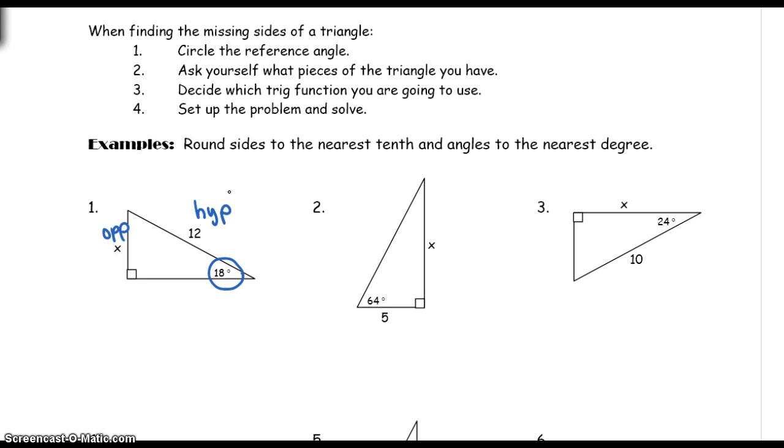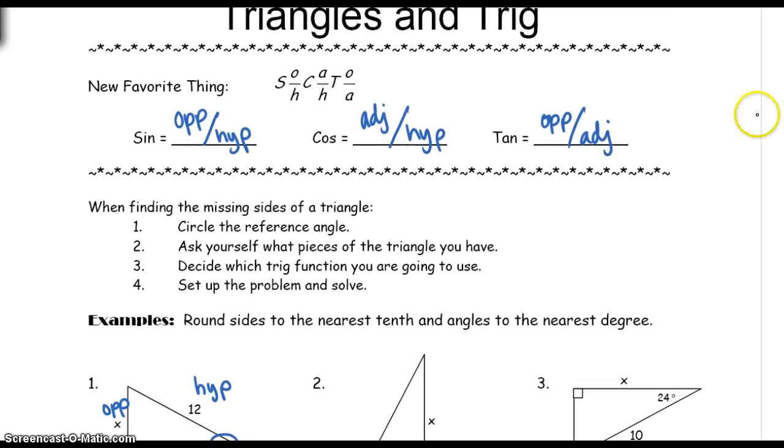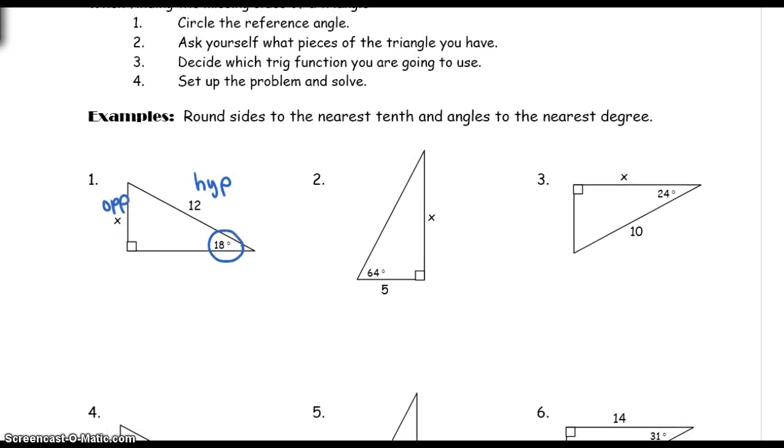Okay, if we have opposite and hypotenuse, using SOHCAHTOA, which one has an O and an H? Which one has OH? Sine. So we go down here, and we would pick sine. So the sine of 18 equals the opposite, which is x, divided by the hypotenuse, which is 12.